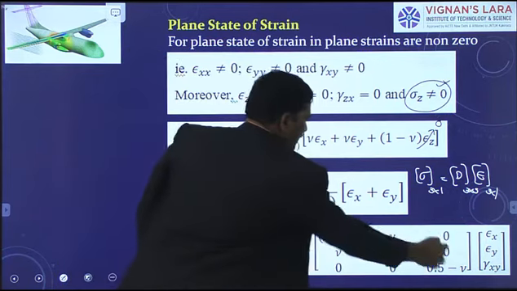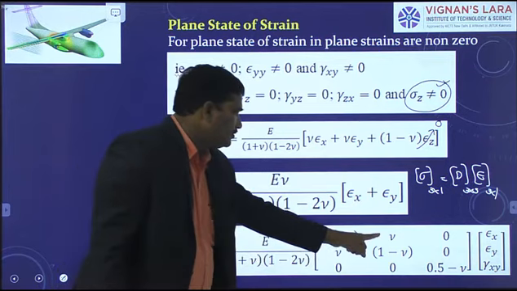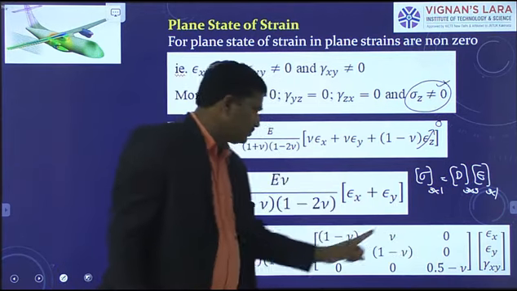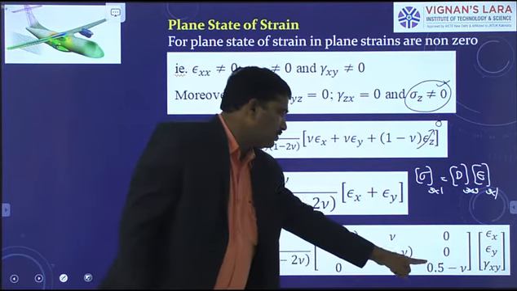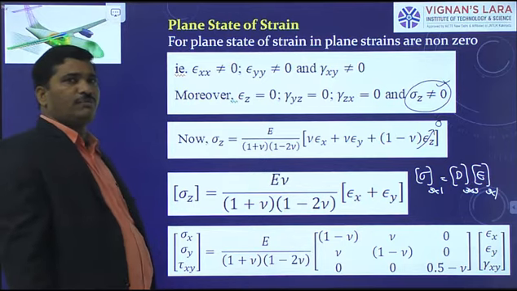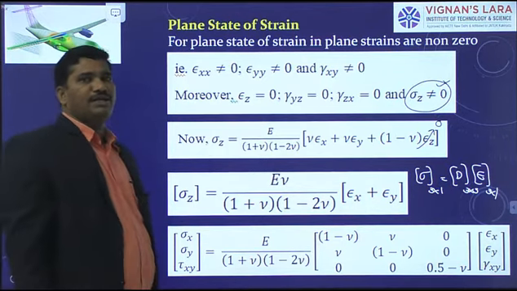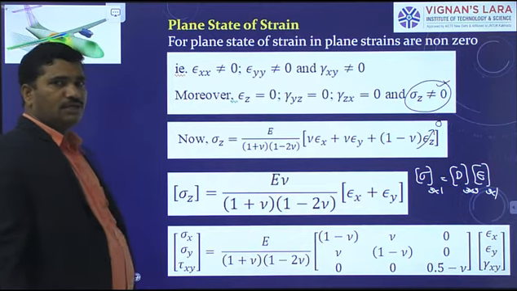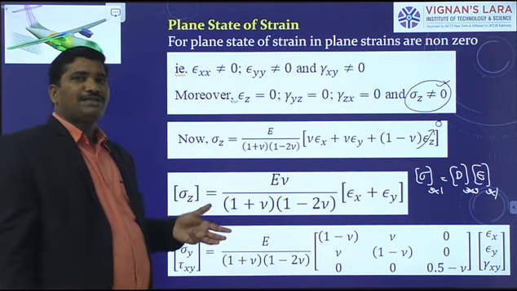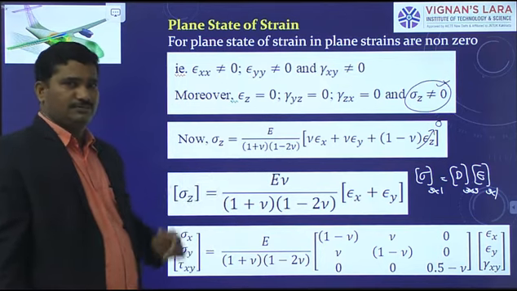Now, this matrix contains in the first row 1 minus nu, nu, 0. Next, nu, 1 minus nu, 0. Next, 0, 0, 0.5 minus nu. This is how you get it for the plane state of strain. These are the expressions for the plane state of strain. Okay. So far we have discussed the two-dimensional state of stress and the two-dimensional state of strain.